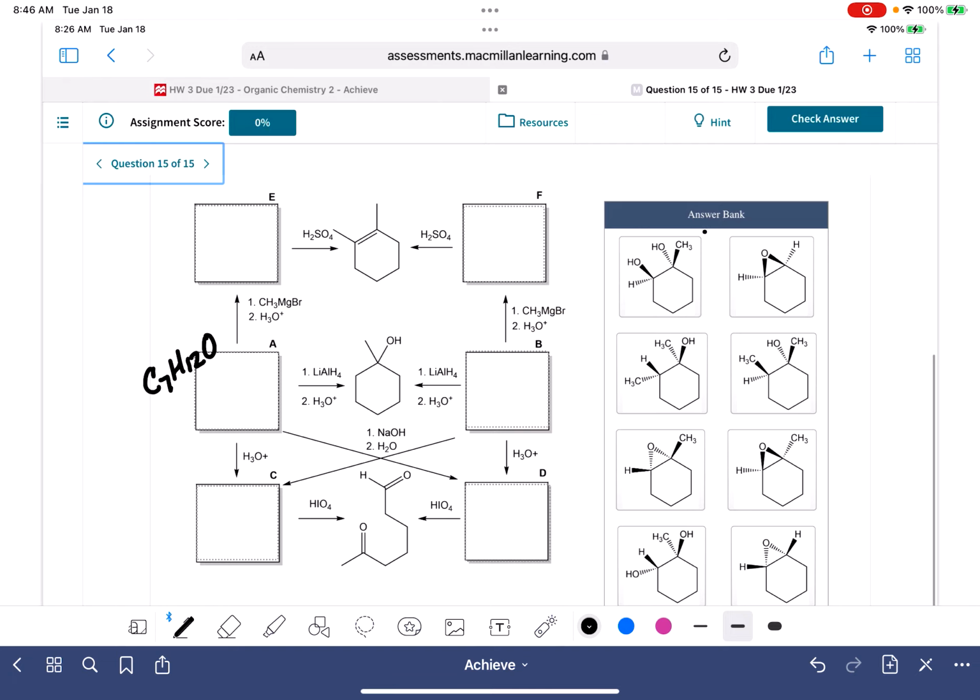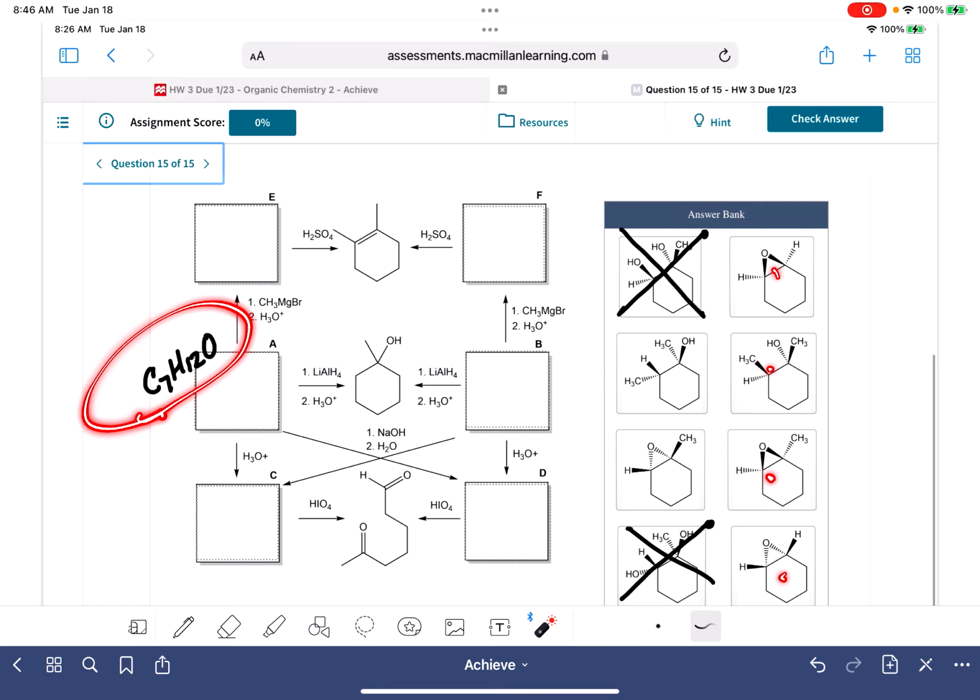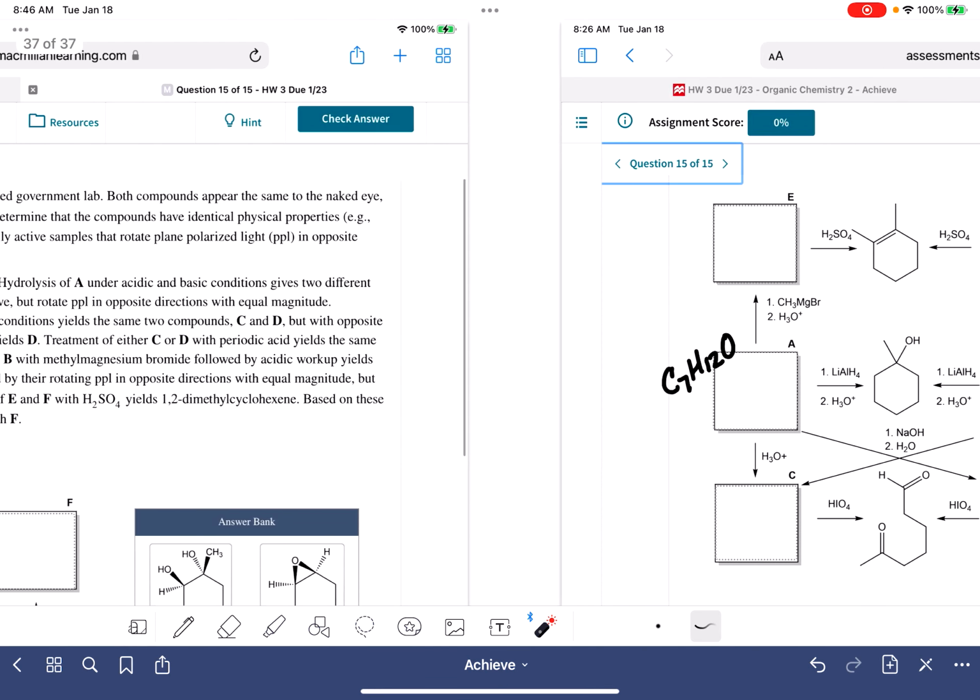So for this guy right here, which has 2 oxygens, it can't be that one. And here's another one with 2 oxygens. It can't be that one either. So I've got 2 of them eliminated for you. Check the formulas of each one of these molecules before you do anything else, and make sure you're finding ones that have the formula C7H12O.